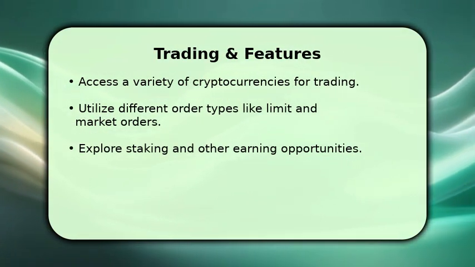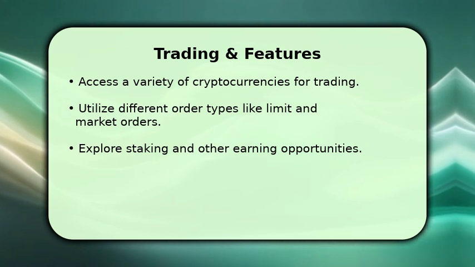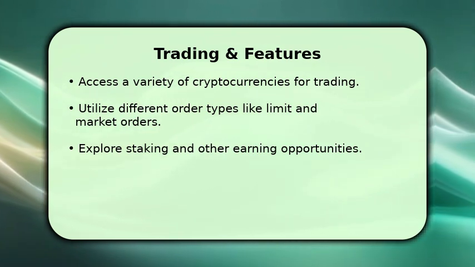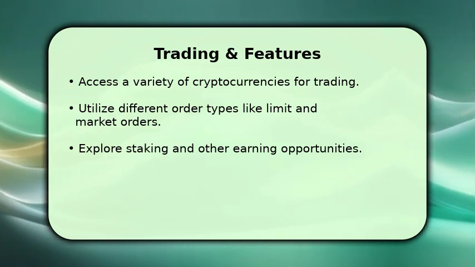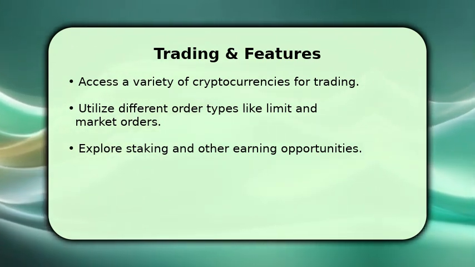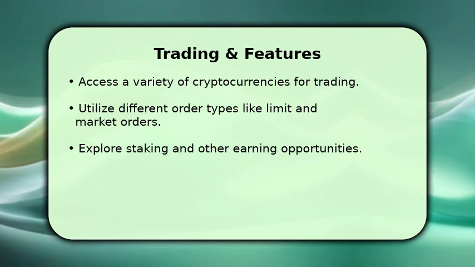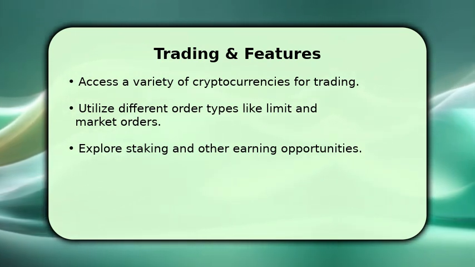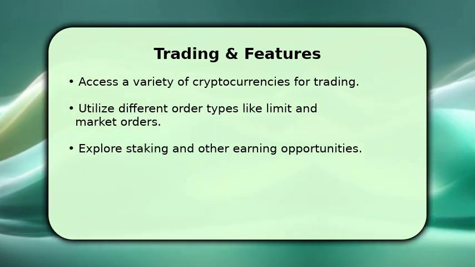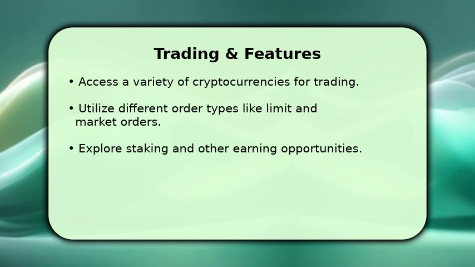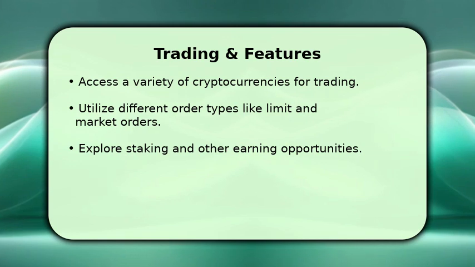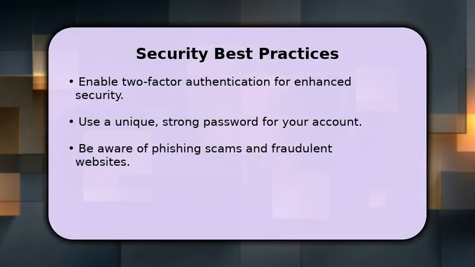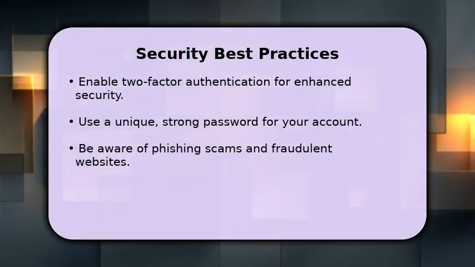Binance US offers a wide selection of cryptocurrencies for buying, selling, and trading. You can use various order types, such as market orders for immediate execution or limit orders to set a specific price. Beyond trading, the platform also provides opportunities for staking, allowing you to earn rewards on certain assets and other investment options. Security is paramount when using any crypto platform.